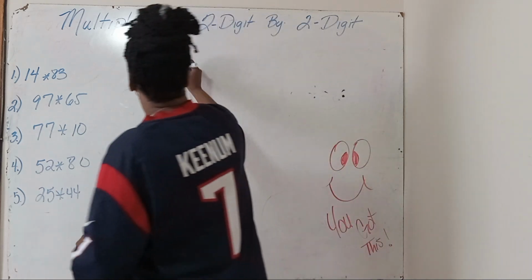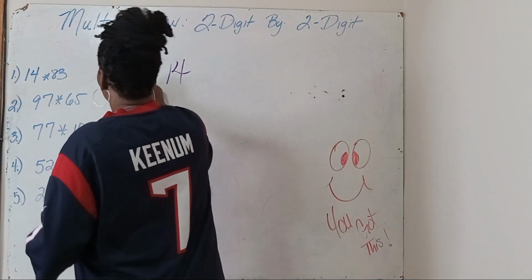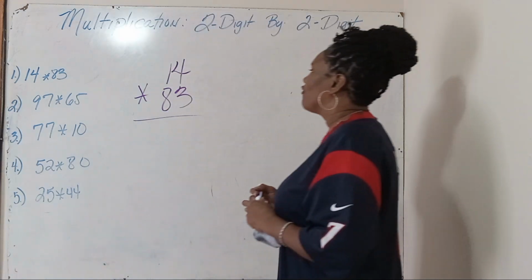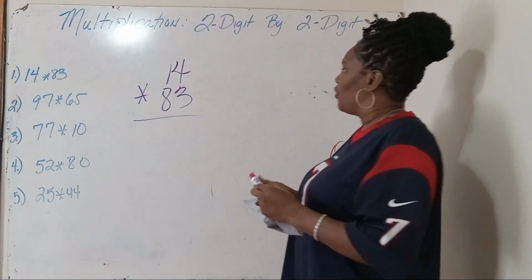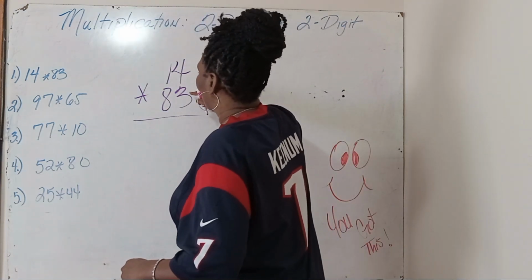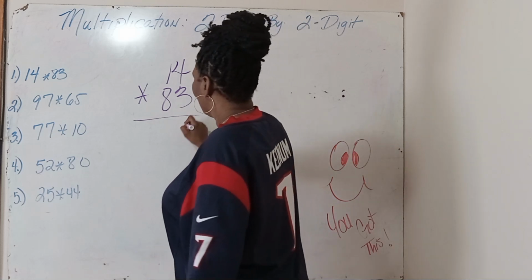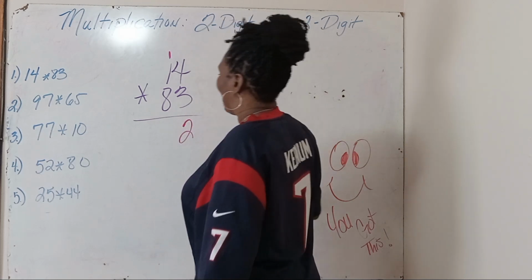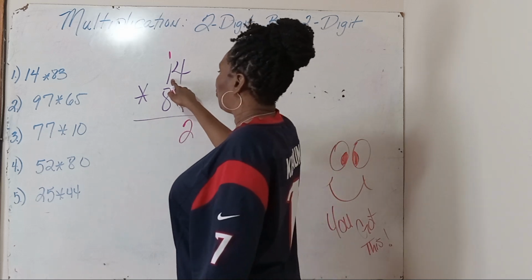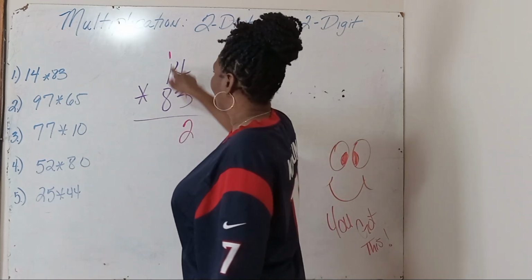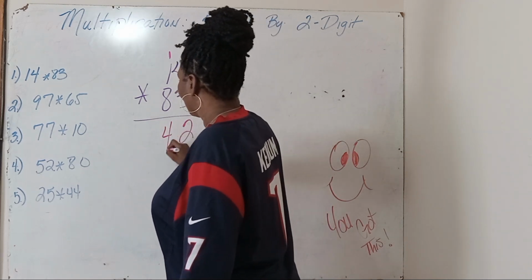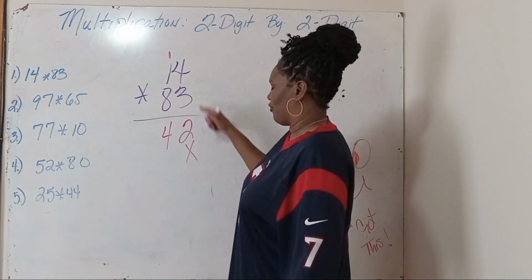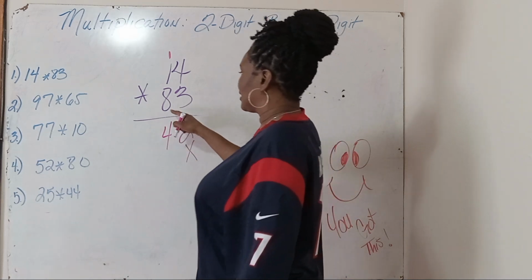So we have 14 times 83. What we're going to do is multiply 3 times the 4. That's going to give me 12. So I'm going to carry my 1. 3 times 1 is 3 plus 1 is 4. I'm through with this 3, so I'm going to put an X right there. That represents that 3. Then I'm going to go to this next number.